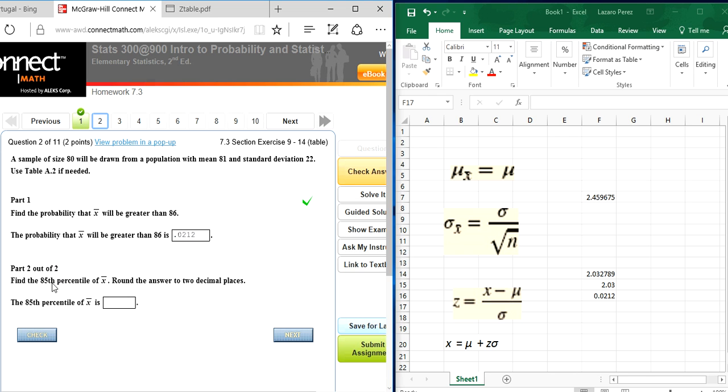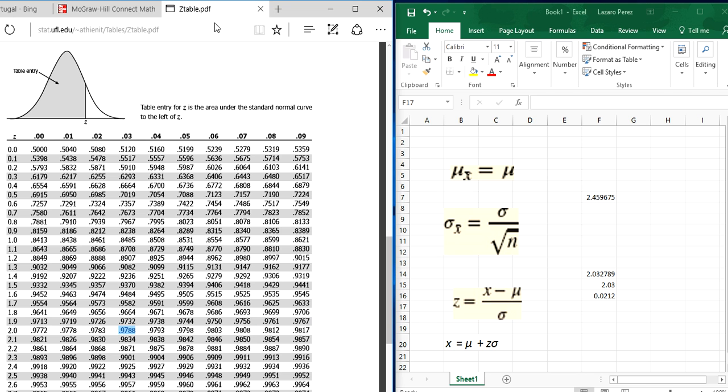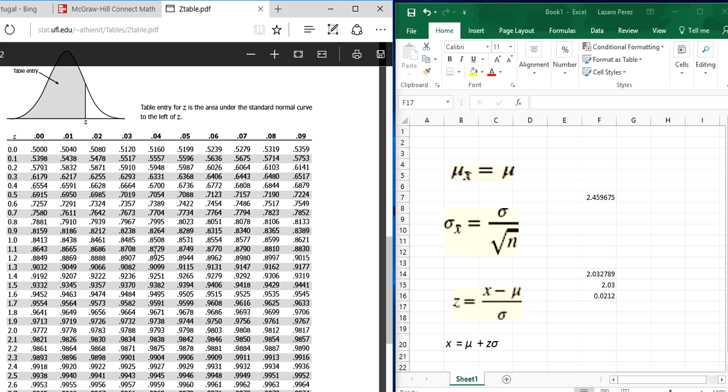Perfect. Find the 80th percentile of x. Remember what I said: the percentile and the area are the same thing. So to find the 80th percentile, we're going to go to the table and look for which value is the closest to 0.80. It looks like this one's the closest, this value right here. You can tell it's the closest because this one is just a little too far above and this one is just a little too far below.